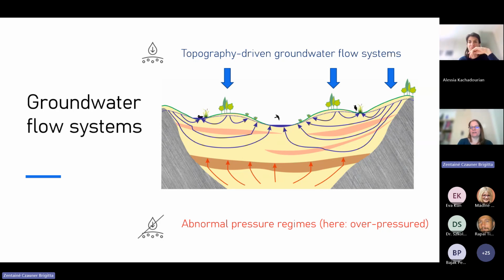In the topography-driven system, the water table elevational differences drive groundwater, while in the abnormal pressure regimes, some kind of geological forcing always drives fluids, but the fluid flow is inhibited in these systems by some low permeability formations, such as this brown layer in this figure.